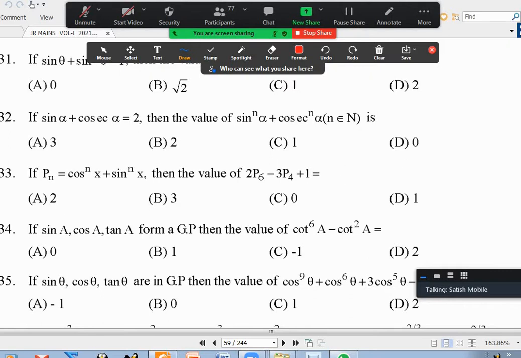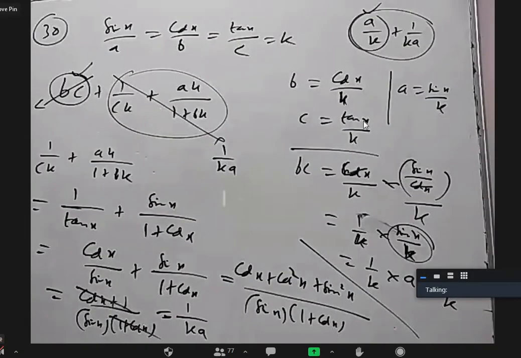Okay. Anybody want me to write the 33 solution on the board? Yes, sir. Okay, I'll write, not a problem. I think today, mostly with the doubts only, time is getting over.